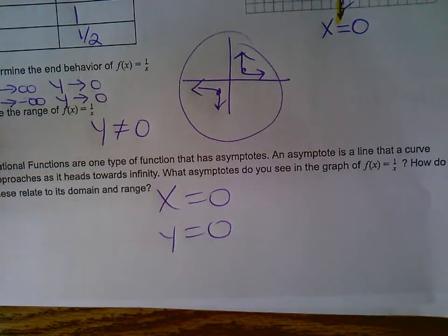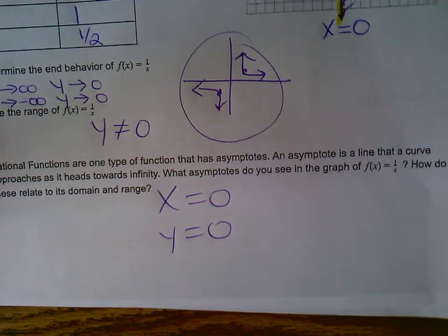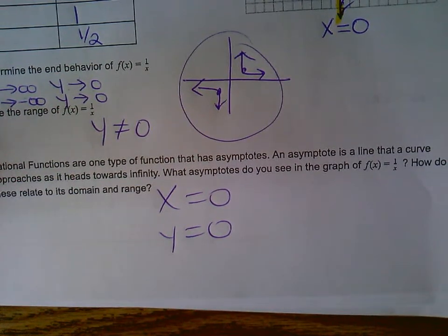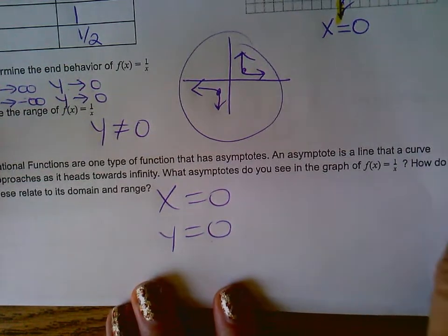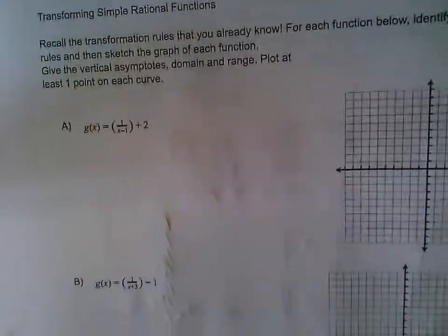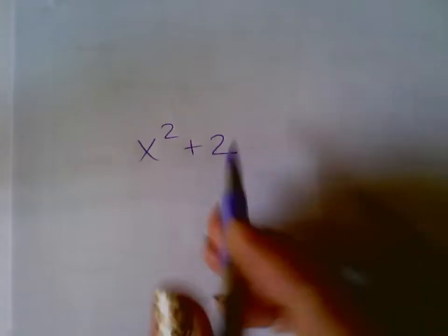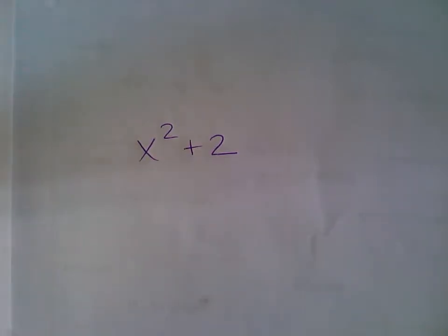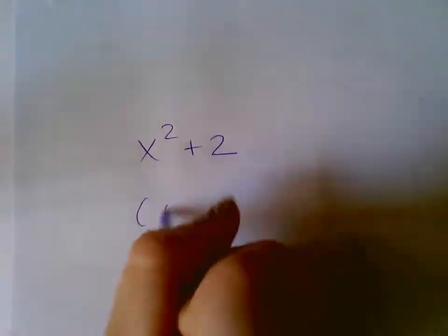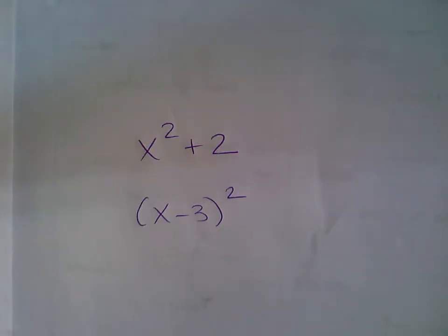So these things are going to get shifted all around, and you're going to have to find the new asymptotes. So think about your transformation rules. Before we look at the functions on the next page, if I just took a function and I did x squared plus 2, what is that transformation from our unit 1 test? Up 2. What if I took x minus 3 and squared it? What direction did I just move it? To the right by 3.